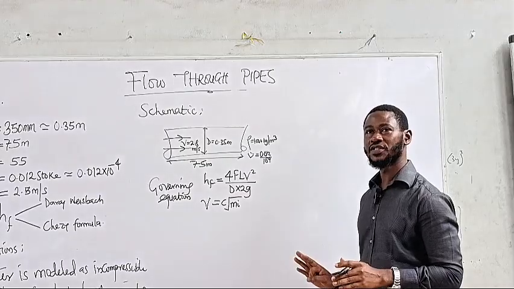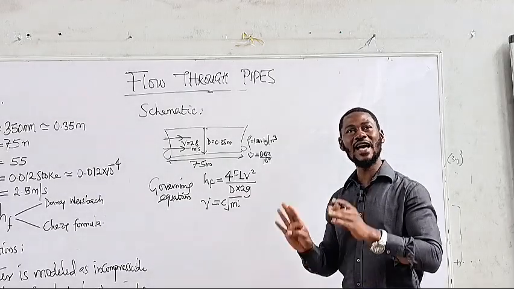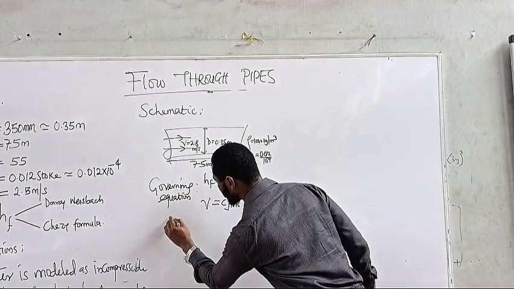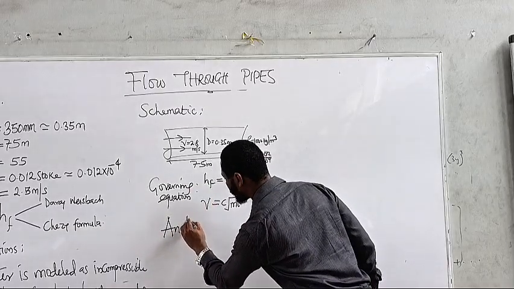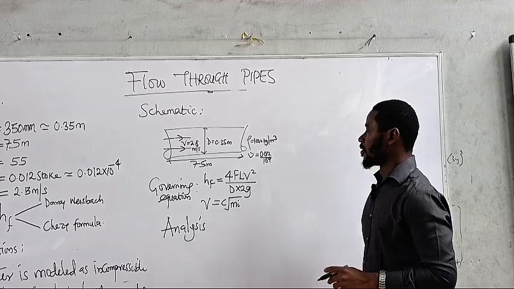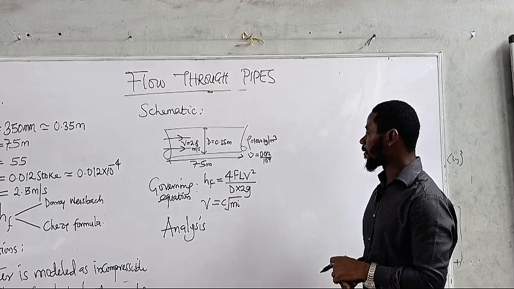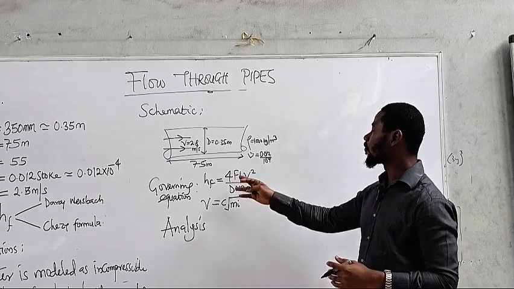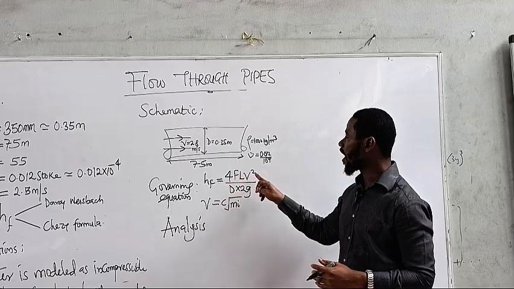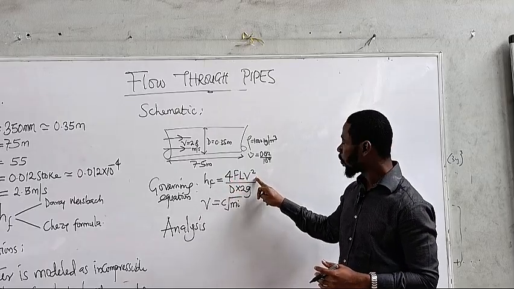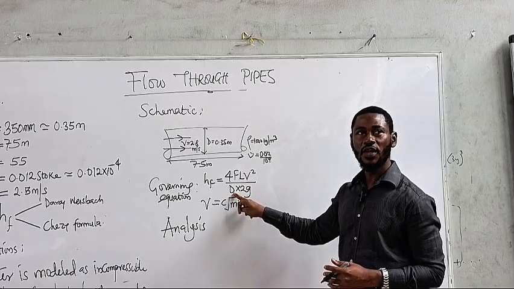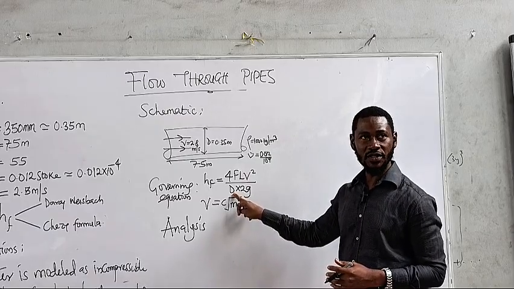After we are done with this, we now analyze. We start solving the problem. Starting with Darcy-Weisbach, we have in the question, we are given the length, we are given the speed, we are given the diameter, but something is missing here. The friction factor is missing.